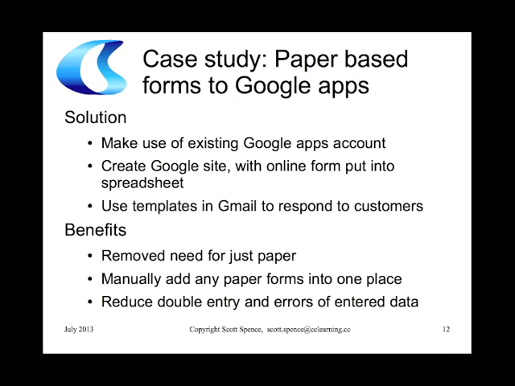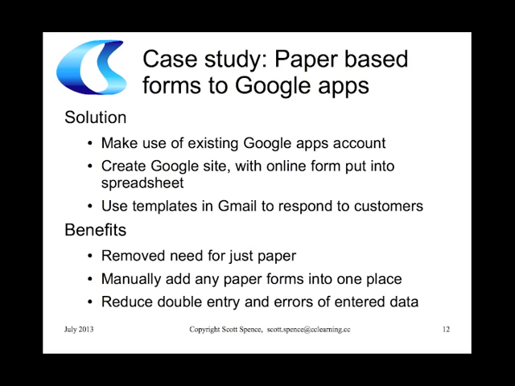Quite confusing. So the solution here was to make use of an existing Google Apps account and create a Google site with an online form. Google allows you to create these online forms, fairly basic, with fairly limited validation on the fields, but sufficient at least to capture the information and put it directly into a spreadsheet. And the spreadsheet was then used to keep track of the people who were going on the course.